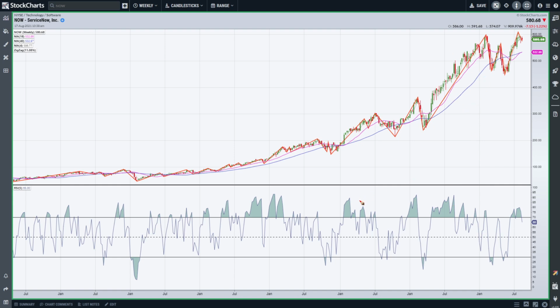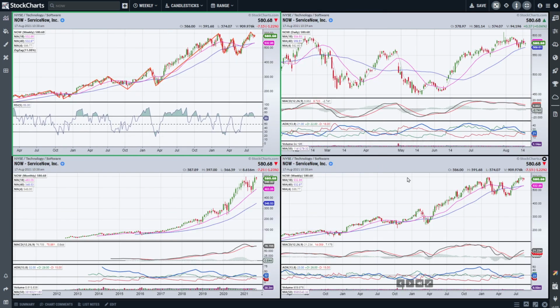Now, if we go and look at another example, I want to show you how I might use momentum divergence, I think, in a much more appropriate way, in a way that could be very, very useful in improving your timing and your risk reward in a trade.